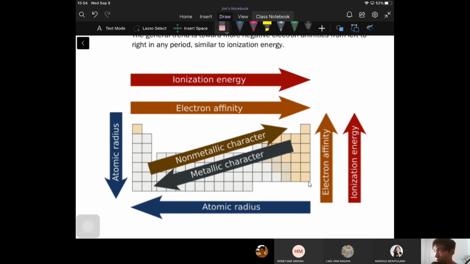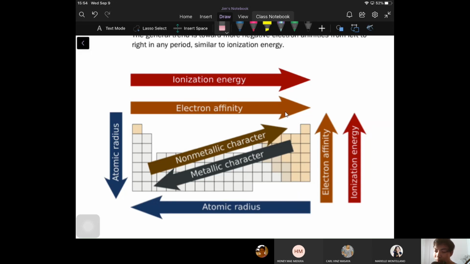Ito naman, from bottom to top, the electron affinity increases and the ionization energy increases as well. May kinalaman yon sa size ng atom. Okay? So, the bigger your atom, the lower their grip sa electron. Hindi na nila masyadong makuha yung electron. So, wala na. Hindi na nila ma-reach. Kaya humihina yung electron affinity and ionization energy as you go down the periodic table.